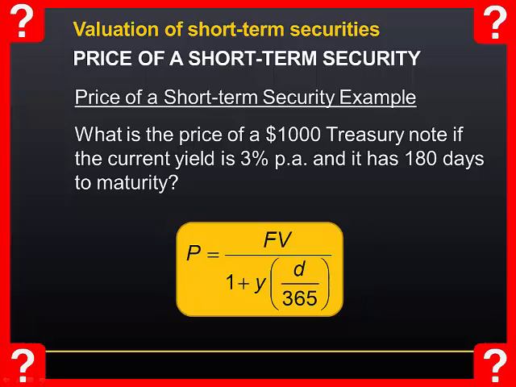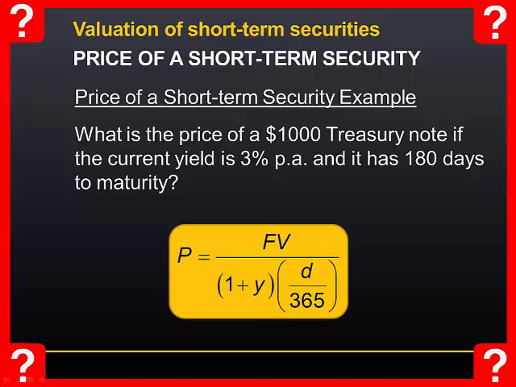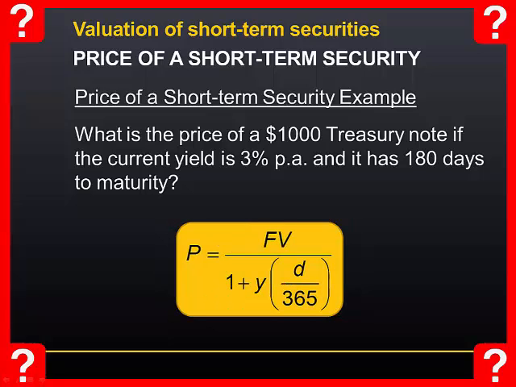You need to learn how your calculator works and make sure you get the right answer to this sort of question. The other common mistake is to take 1 plus Y, in this case 1.03, and multiply that by D over 365. That's not what this equation is saying. The 0.03 is multiplied by 180 over 365, and then the total of that amount is added to 1 before dividing into the face value.